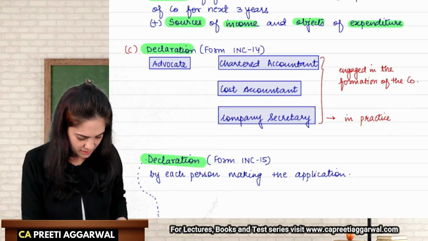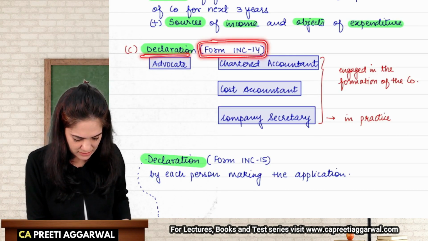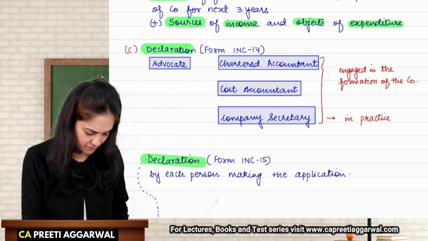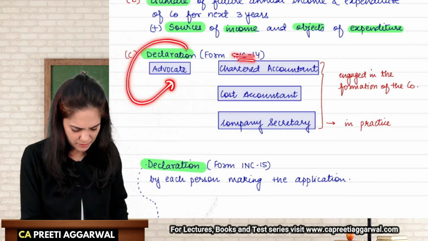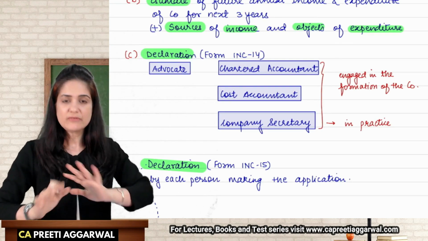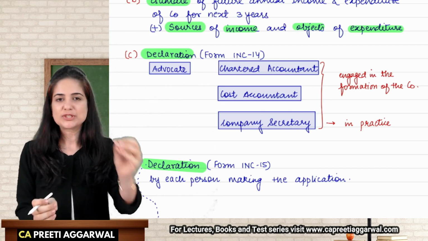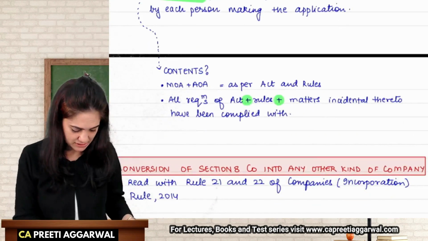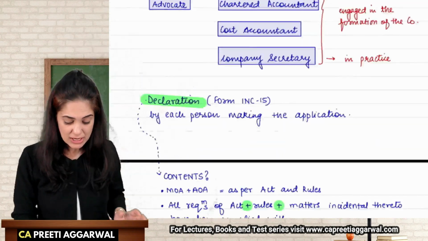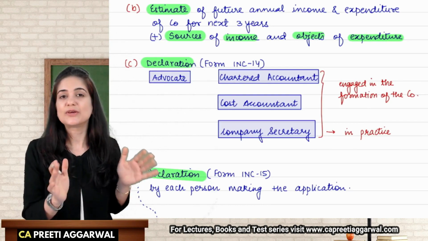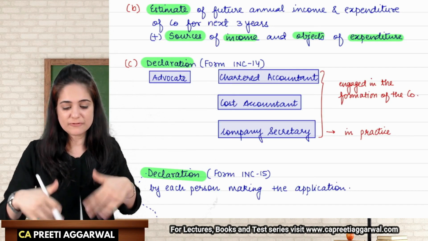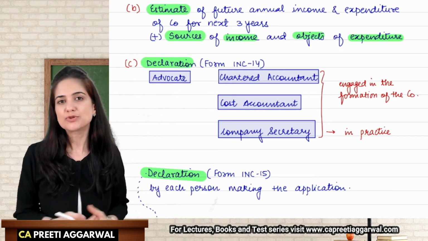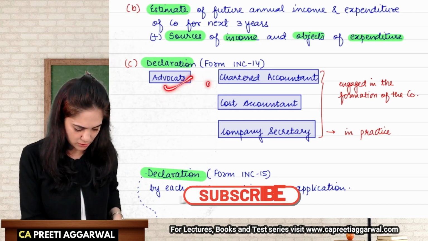After this, a declaration will be given in form INC 14 by these persons. Ma'am, what declaration will they give? See, they will declare that whatever information is given in the MOA, AOA is as per the Act and the rules framed thereunder. See, ROC is registering your company on the basis of the information that you are providing. Everything is online, so they actually don't have any means to verify. So that burden is put on them.